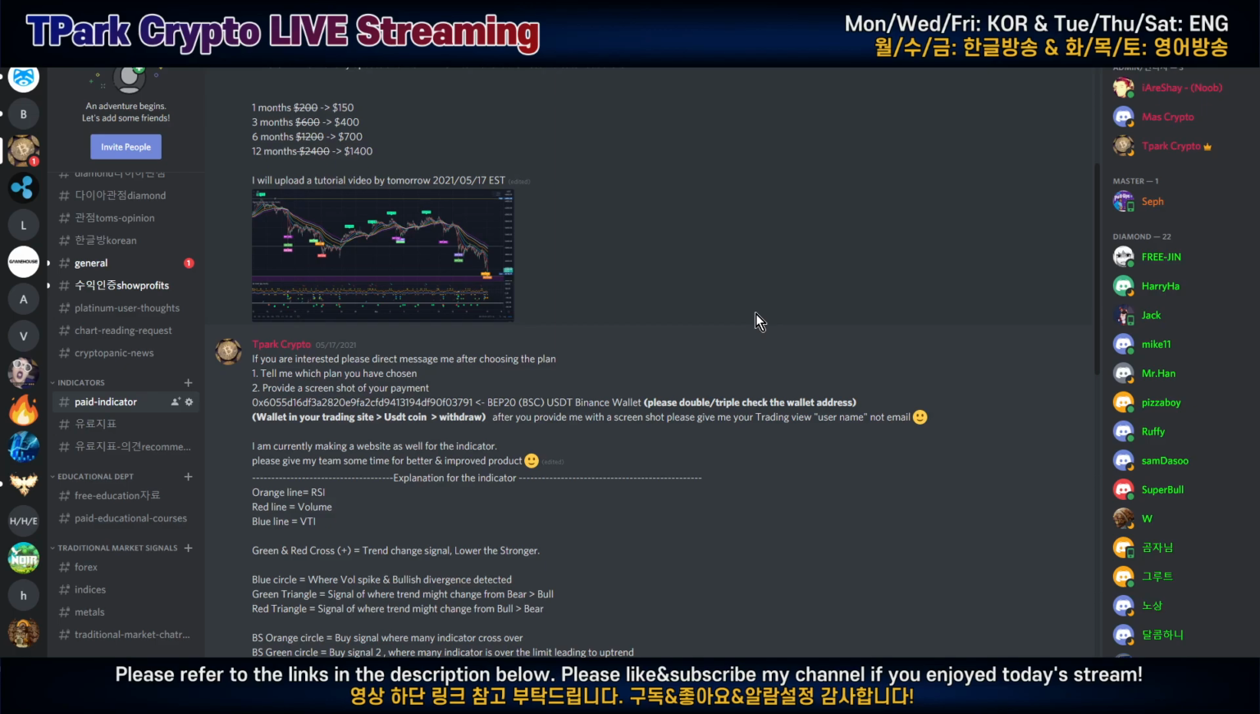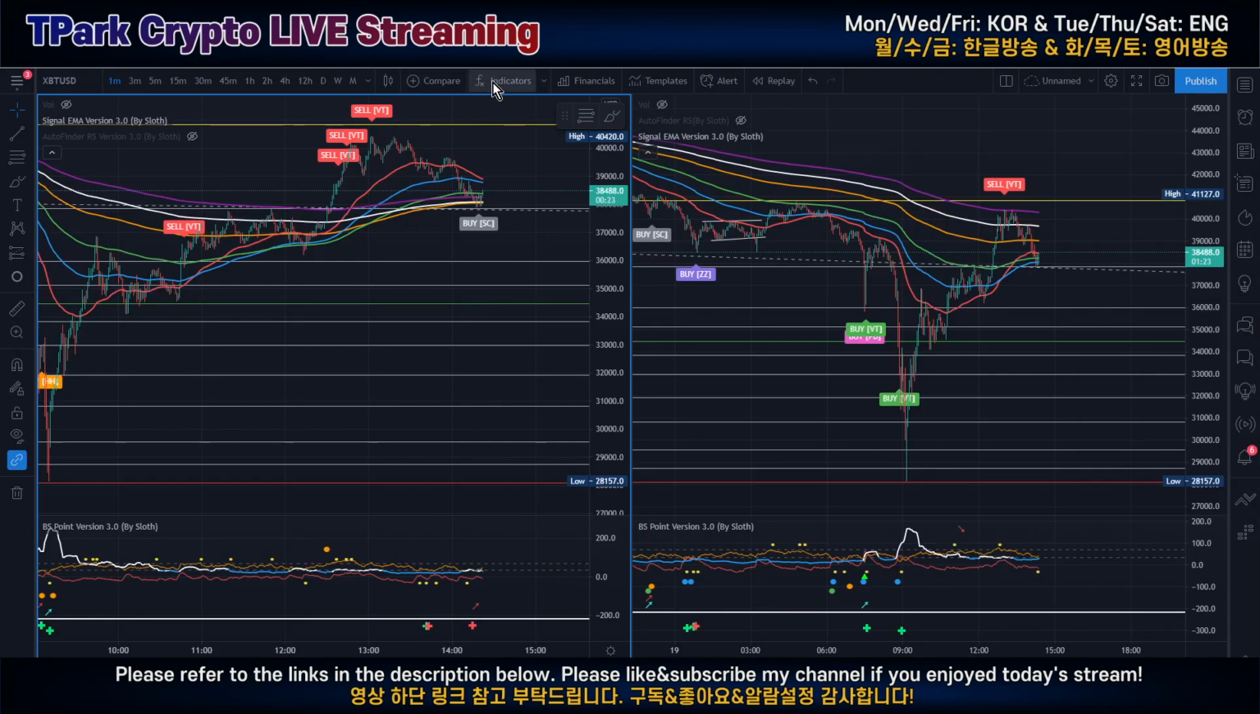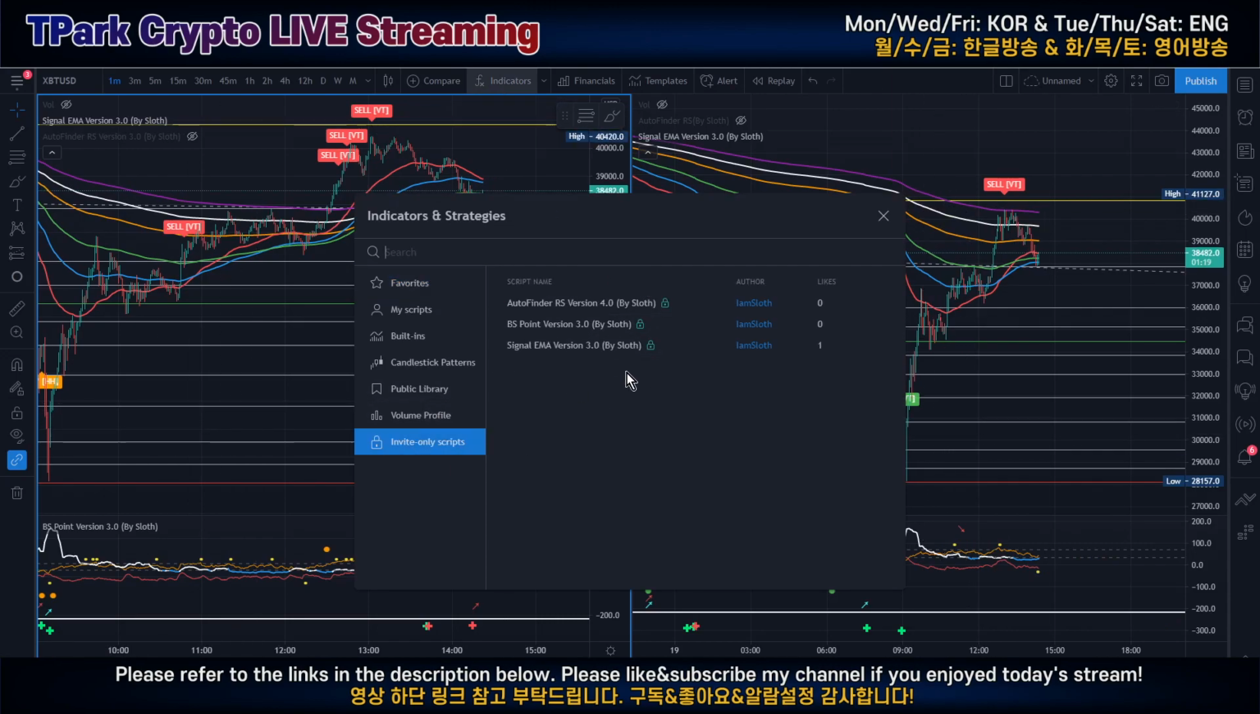And once you have done that, I will give you three different indicators, okay? So you are paying for three different indicators. So it's not that expensive. And most of the people who already bought this indicator have already made enough money to recover their payment for the indicator after one or two trades. So it was pretty good trades. So you will be given these three indicators.